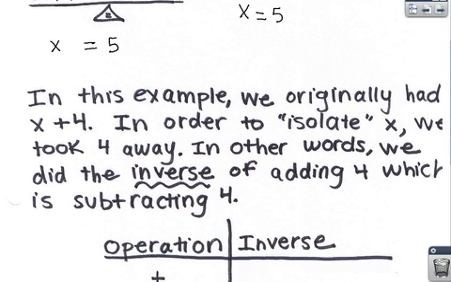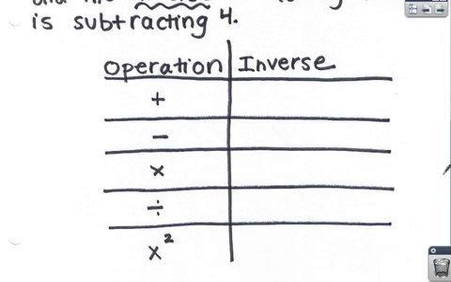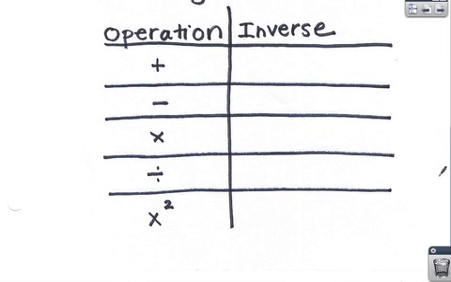So again, in this example, we originally had x plus 4, and in order to isolate x, we took 4 away. In other words, we did the inverse or opposite of adding 4, which is subtracting 4. So now, let's fill in this table. On the left, we have certain operations that you'll see in our equations as we move forward. In order to get rid of these, we have to do the inverse operation.